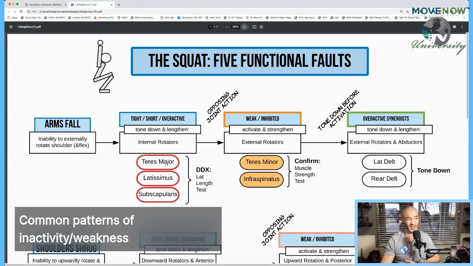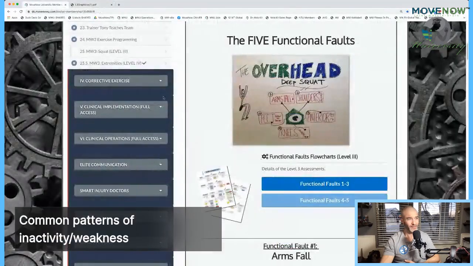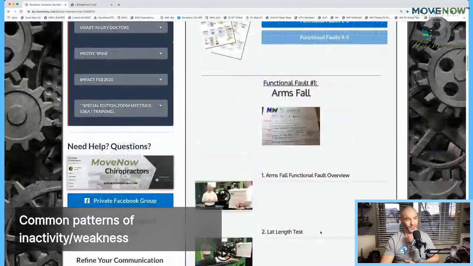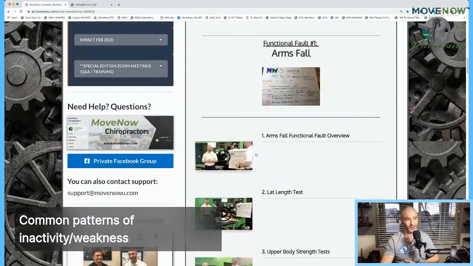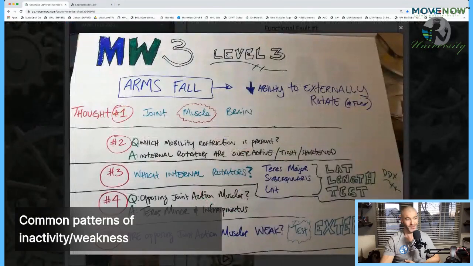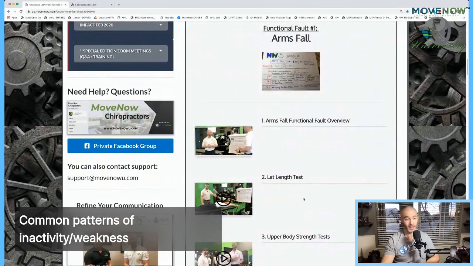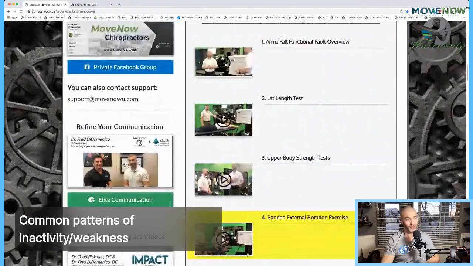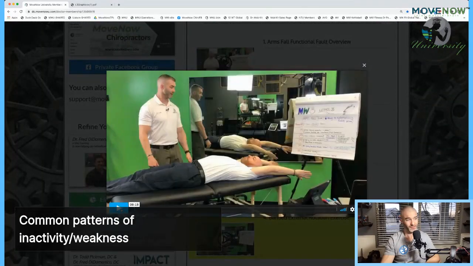You can geek out and try to figure out which one of those tissues is most responsible. There's a differential diagnosis called a lat length test. I'm going to flip over here real quick. Inside of our program, just to give you an idea of how we teach this, we have an overview video. I actually wrote out the thought process here. This is how this stuff comes to fruition: we write this out and then we make the nice graphics and then we make training videos on it. I go through how to do a lat length test. So this right here shows.